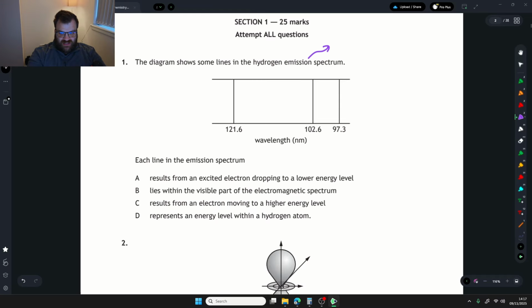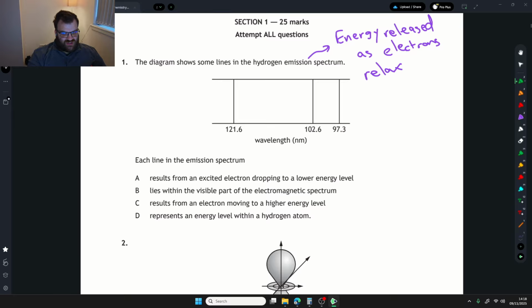This is when energy is released, and that's as the electrons relax and fall to a lower energy level. A is describing that, and excited electrons dropping, releasing energy as it goes. That's going to be our answer.